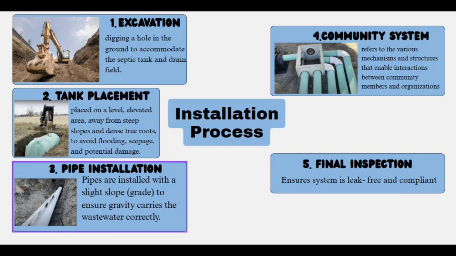Number 4 is community systems. Community systems serve multiple households, requiring careful planning to prevent overloading. And then the final inspection by health authorities checks for leaks, correct installation, and compliance with standards.